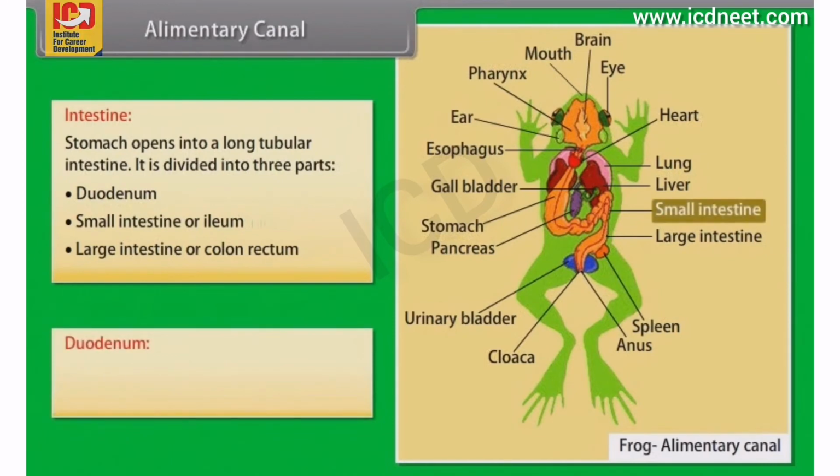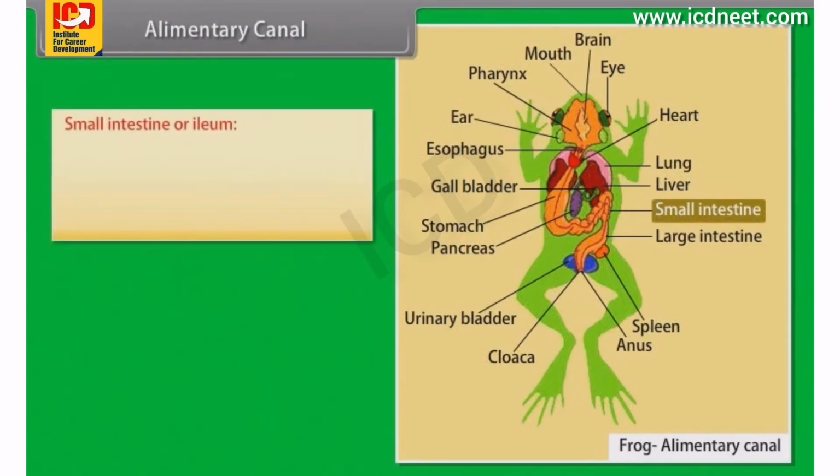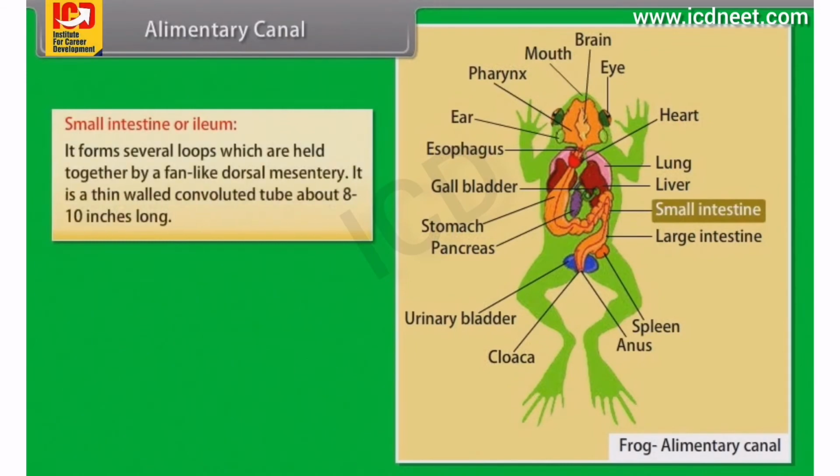Duodenum. It is the anterior U-shaped part of intestine. It lies parallel to the stomach. Small intestine or ileum. It forms several loops which are held together by a fan-like dorsal mesentery. It is a thin-walled, convoluted tube about 8 to 10 inches long.